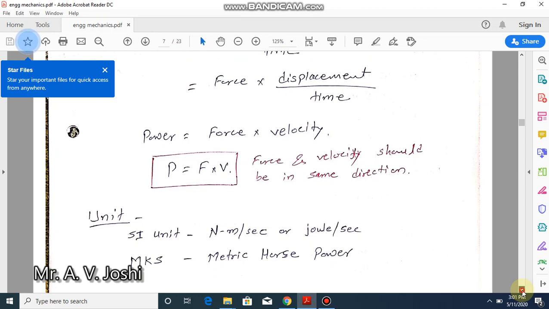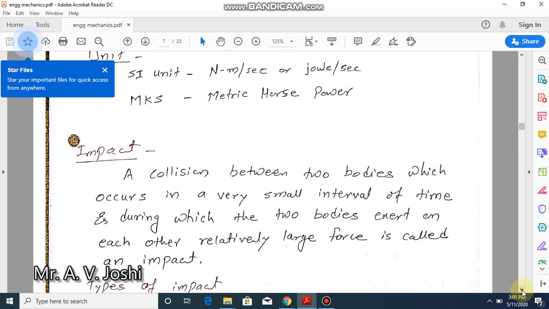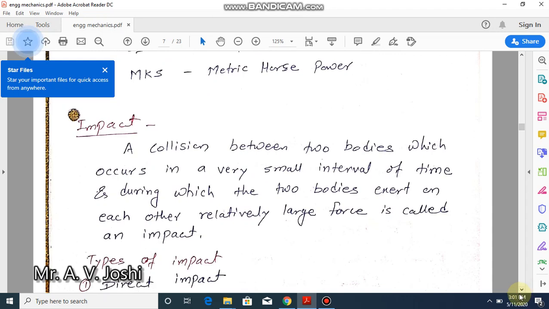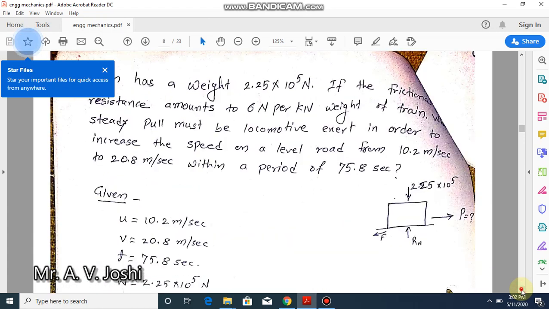In the MKS system the unit will be the metric horsepower. The next point is impact. A collision between two bodies which occurs in a very small interval of time, and during which the two bodies exert relatively large forces on each other, is called impact. Different types of impact are direct impact and indirect impact.